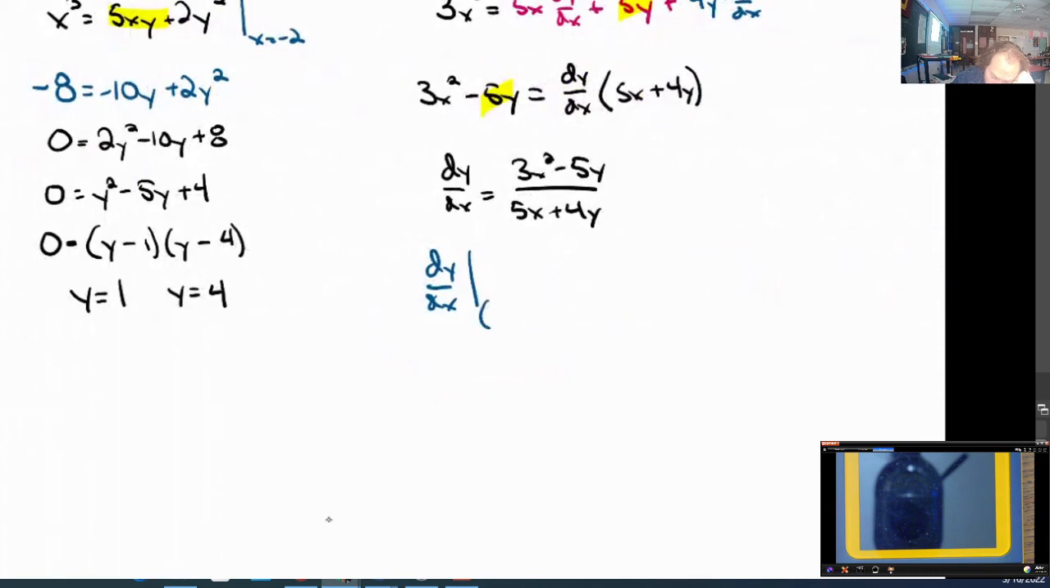So let's try that. Let's start with negative 2, 1, which will give us 12 minus 5 over negative 10 plus 4. In other words, 7 over negative 6. That is the first slope, or negative 7/6.